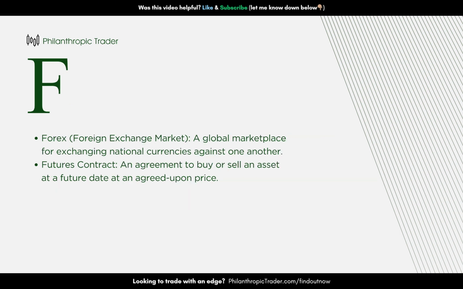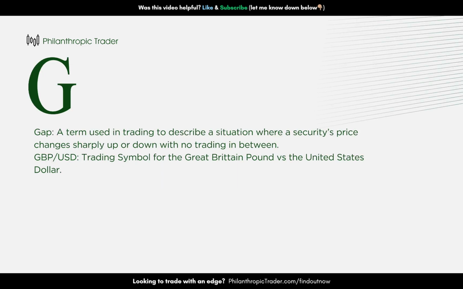Forex, foreign exchange market, a global marketplace for exchanging national currencies against one another. Futures contract, an agreement to buy or sell an asset at a future date at an agreed upon price. The gap, a term used in trading to describe a situation where a security's price changes sharply up or down with no trading in between.